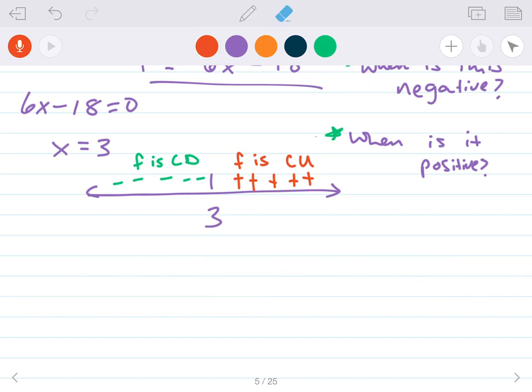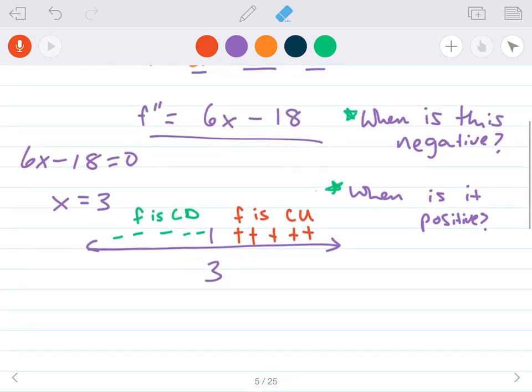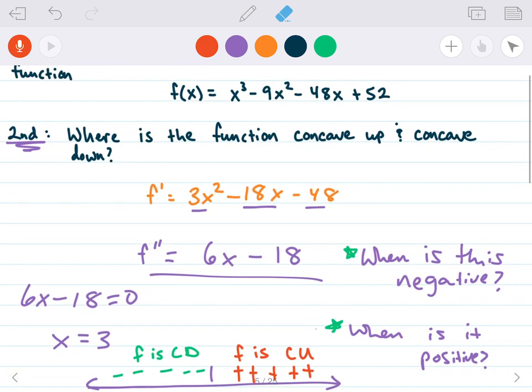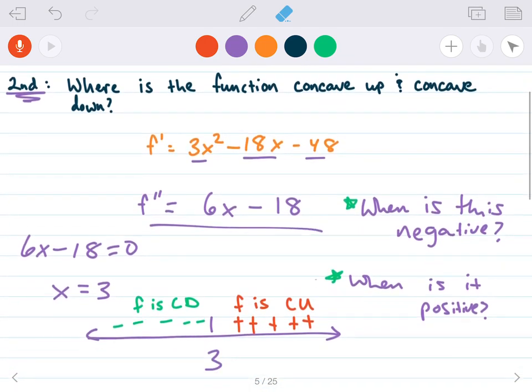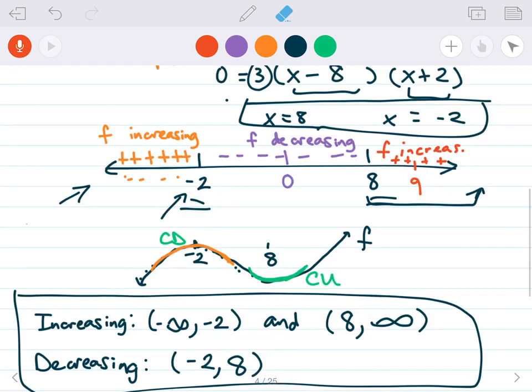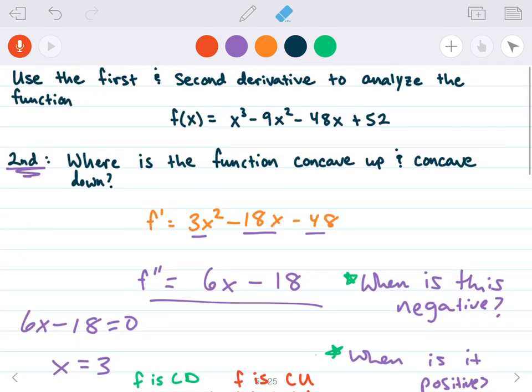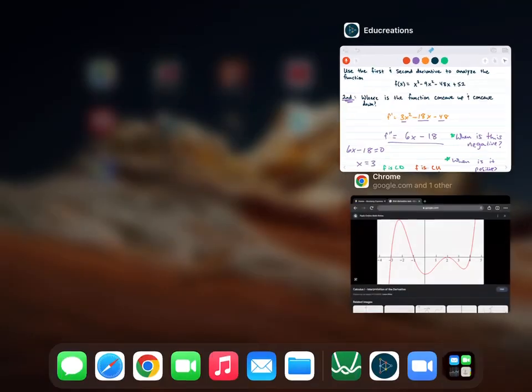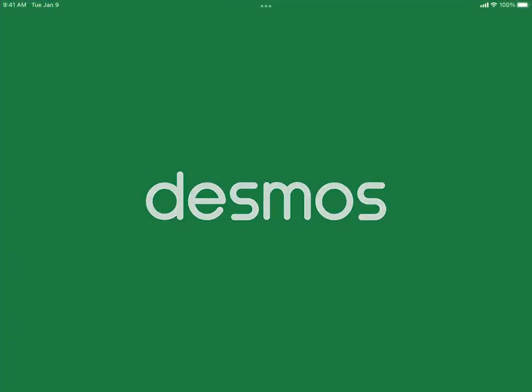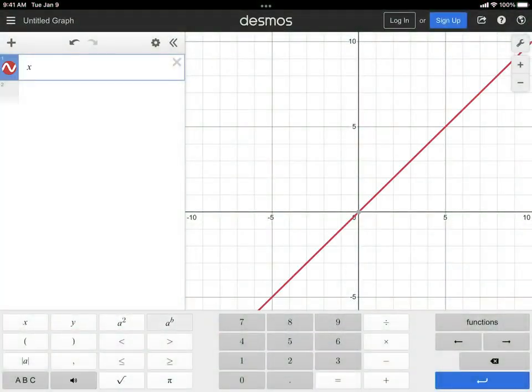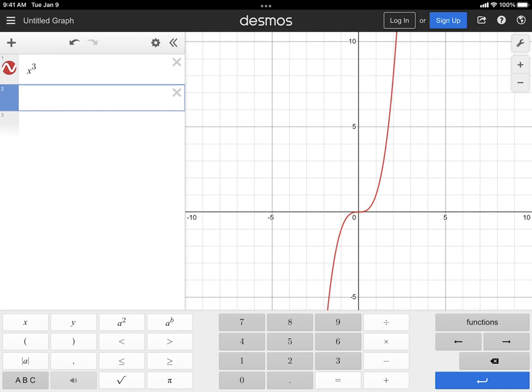So let's actually look at this function on Desmos and see if our calculations agree with that. Our function was x to the third minus 9x squared minus 48x plus 52. Okay, here we go.